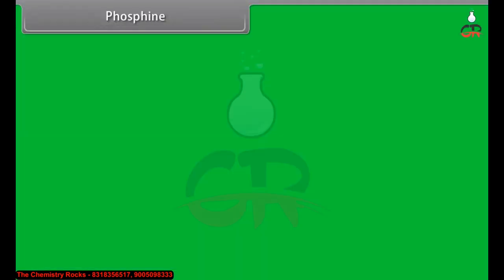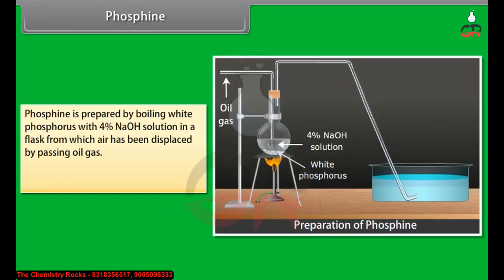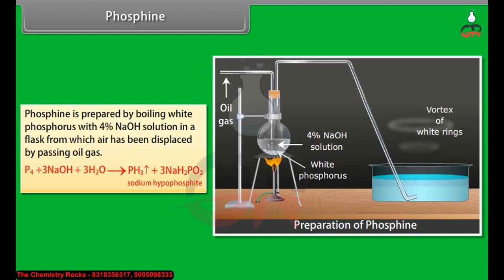Phosphine. Phosphine is prepared by boiling white phosphorus with 4% NaOH solution in a flask, from which air has been displaced by passing coal gas. Coal gas is continuously bubbled through the flask in order to displace air. PH3 contains considerable amounts of H2 and a little P2H4 and is inflammable in air. Impure phosphine bursts into flames as it comes in contact with air and forms vortex rings of white P4O10.